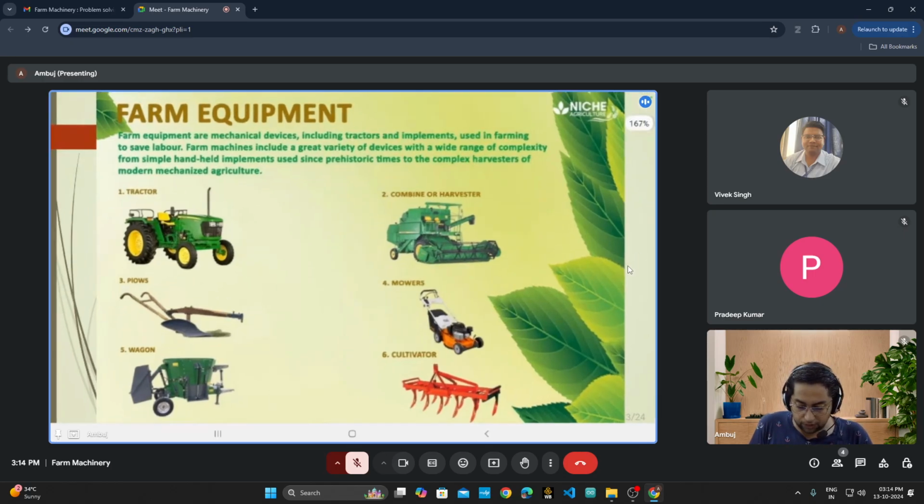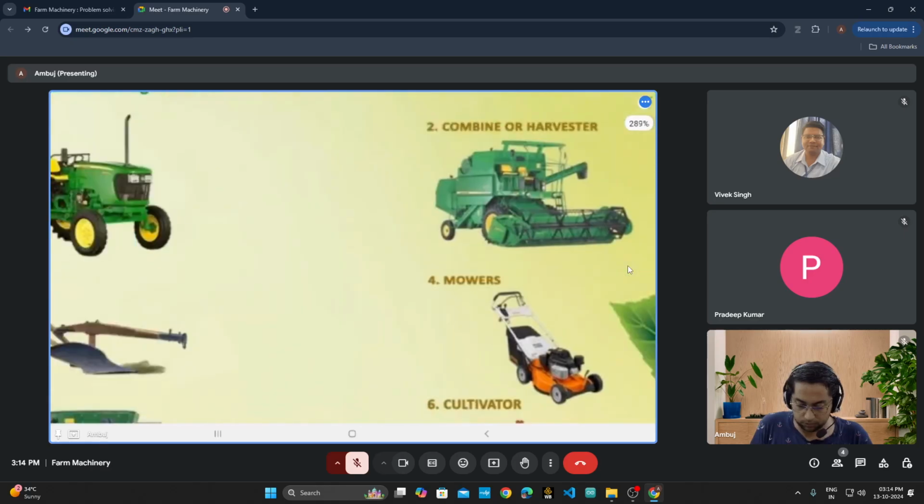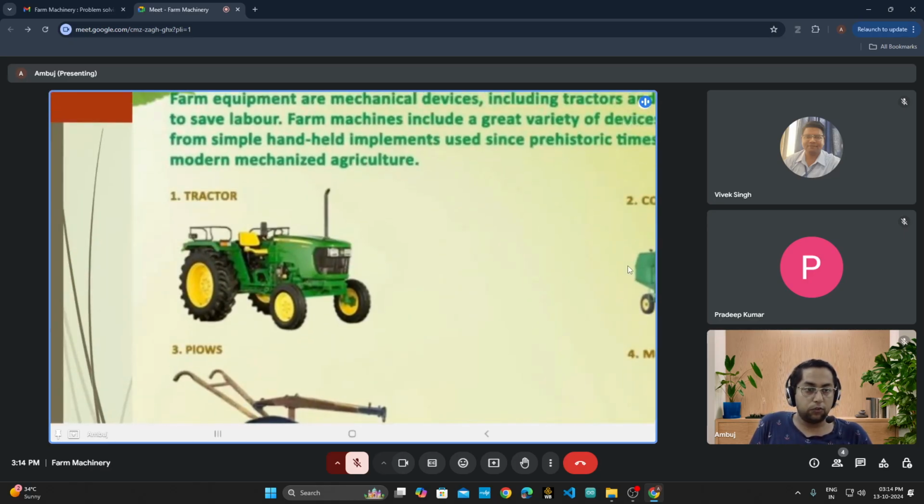So, different farm equipments are there. Zoom in for you. First of all, the primary farm equipment in Indian agriculture is the tractor only.